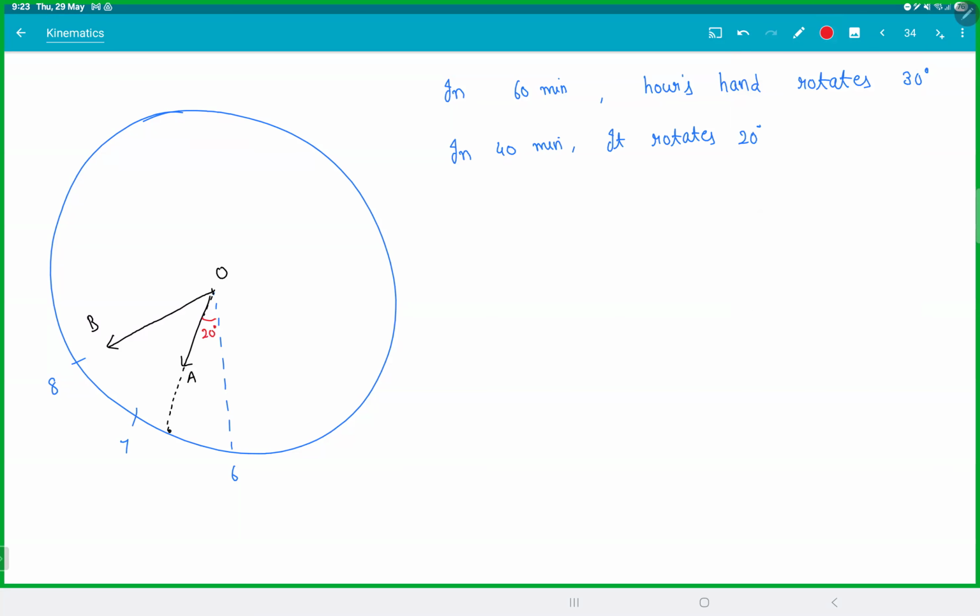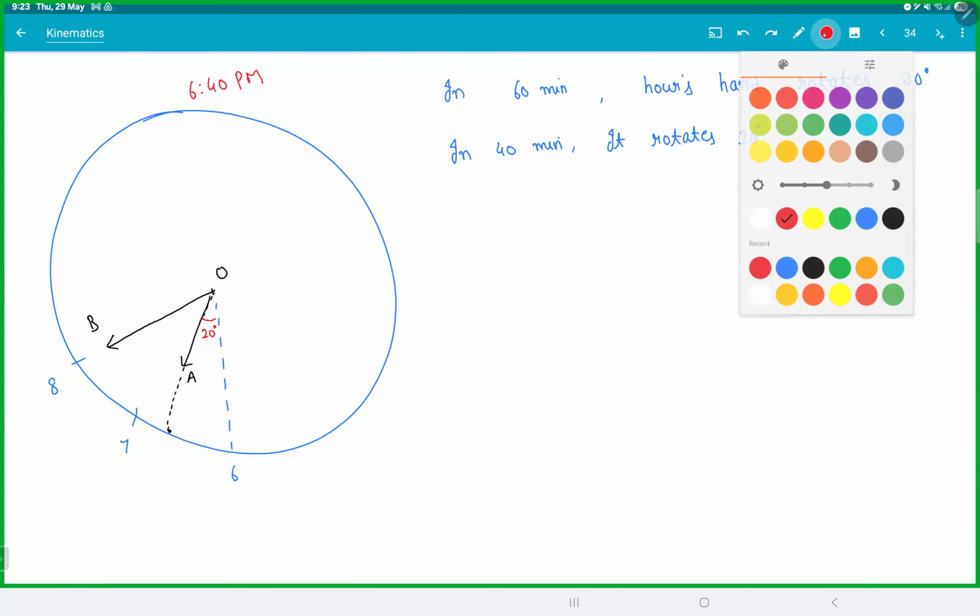This is how the clock will look at 6:40 p.m. This is the first trap. Most common mistake, people think A is at 6. If you have done that, you're gone. Clear with this? Next thing. And then what did I ask you? I asked you for average velocity. So what is average velocity? Displacement by time. So let's find the displacement first.